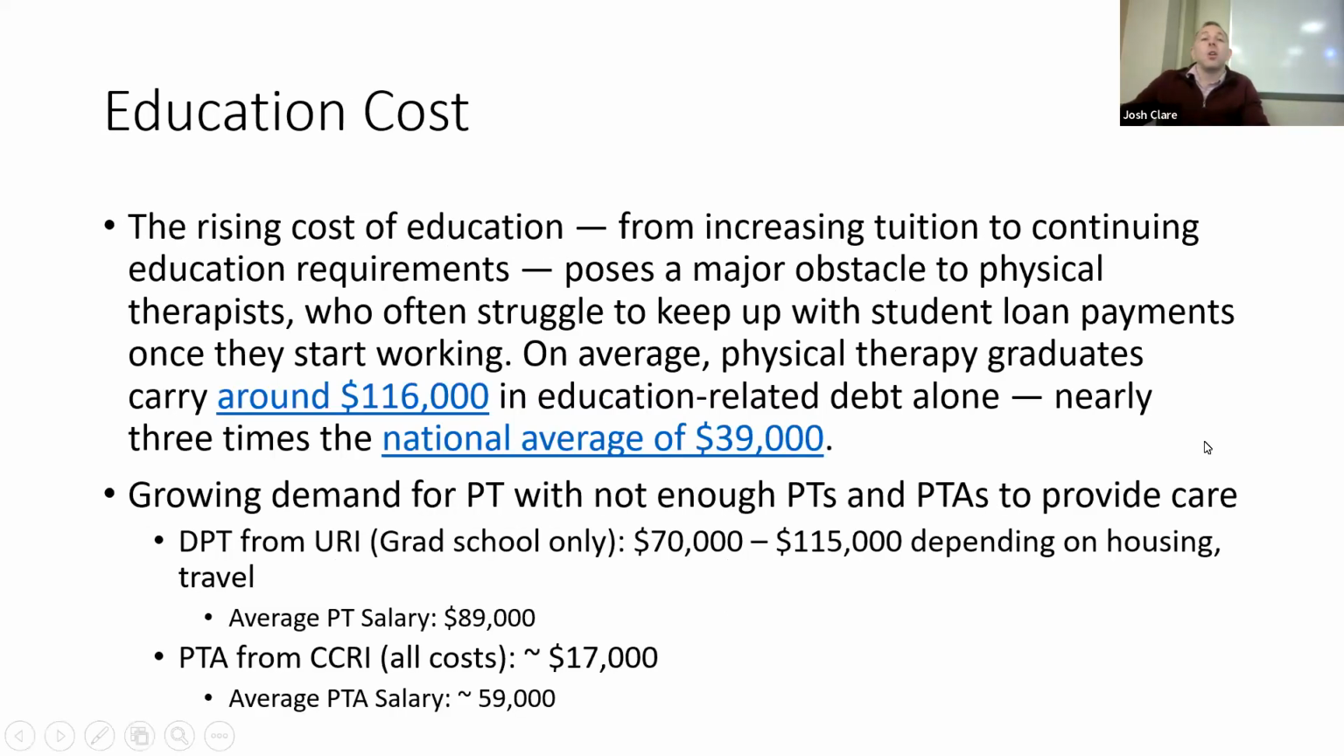Education cost is a huge problem in the physical therapy field. We need more and more physical therapists. There's a physical therapist shortage, and there's a lot of schools, but the big problem is they're really expensive. Average debt for physical therapy graduates is around $116,000 of education debt, nearly 3 times the national average of $40,000 a year. So it is very expensive.